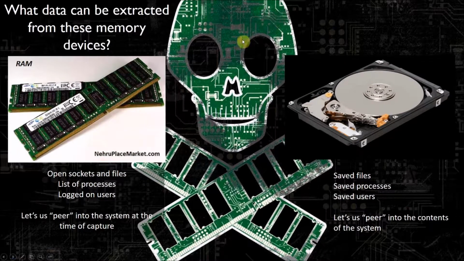So, from our forensics perspective, what can we extract from these memory devices? Well, like we said before, RAM is more interested in the short-term memory, so things that we might be able to analyze from it are open sockets and files that a process has, a list of the processes that are running on the system at the time of the dump, and logged on users. So in general, RAM is going to let us peer into what the system is doing at the time of capture.